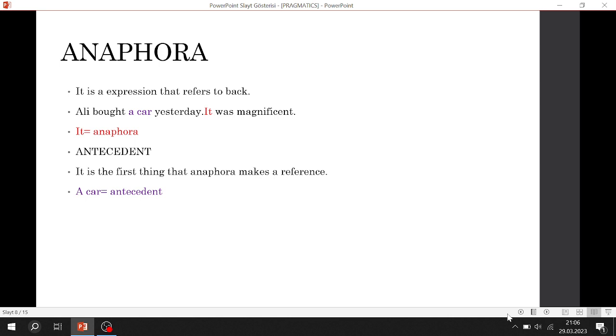Let's move on with anaphora. We introduce something and refer back to it. It's really easy. For example, Ali bought a car yesterday. It was magnificent. We need to understand that anaphora refers back. And what refers back in this sentence? Of course, it refers to a car. A car is the antecedent. What's the antecedent? It is the first thing that the anaphora makes a reference to. What's the first thing? A car. What does it refer back to? A car.